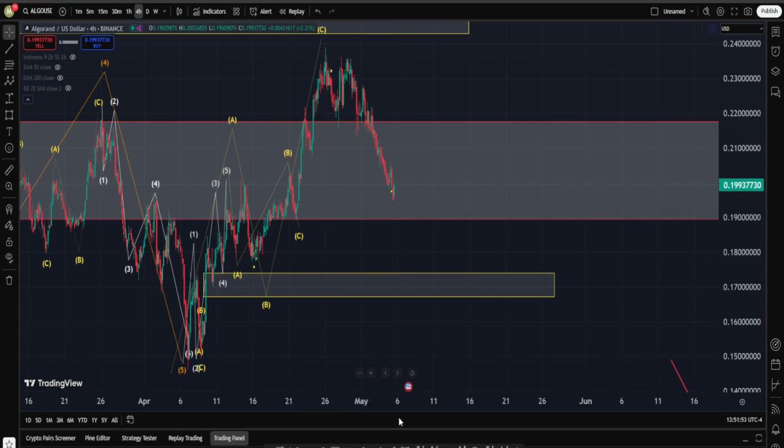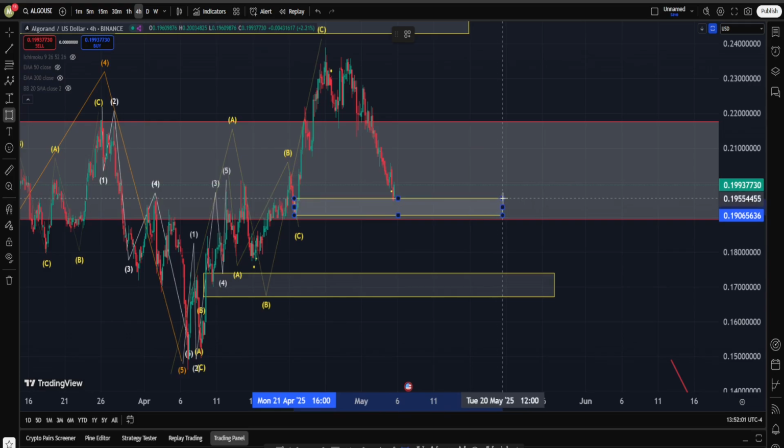Now, in daily time frame, I guess we can identify kind of a support area right around the 19 to 19.5 cents region right in here, and as you can see at the moment we are around it.